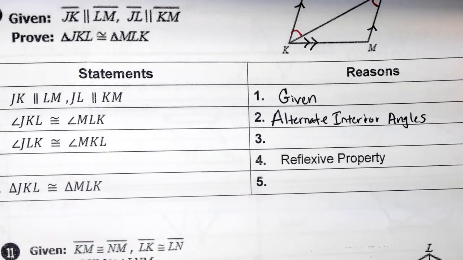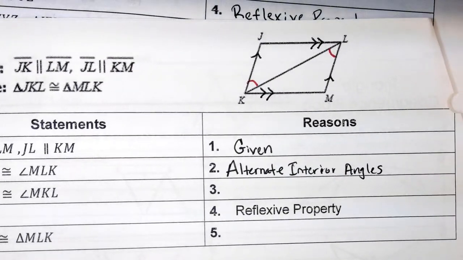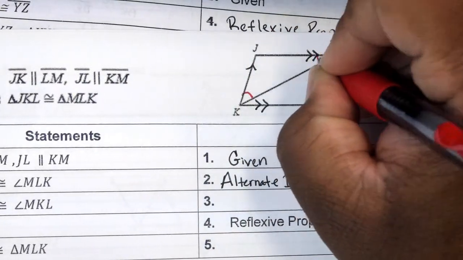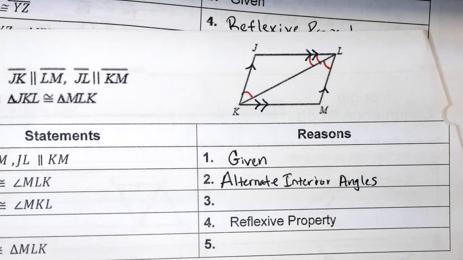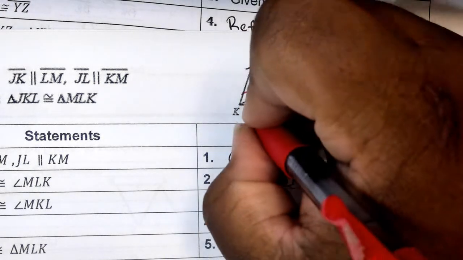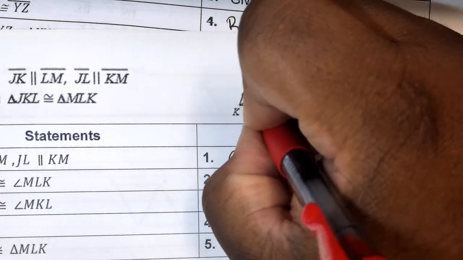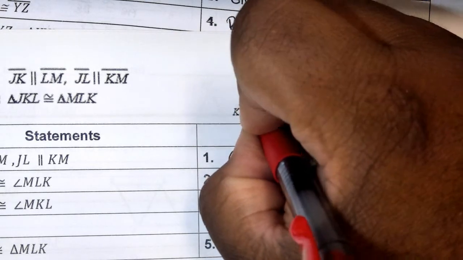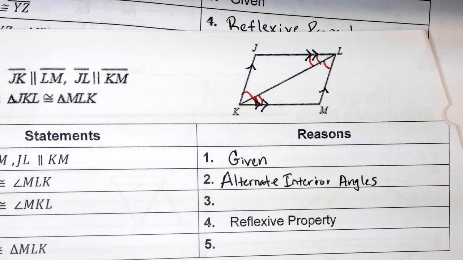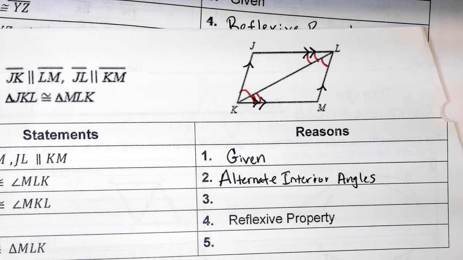Then after that, they said angle JLK is congruent to angle MKL. I'm marking those angles as congruent now. What's the reason for that, Jeremiah? I'll come back to you.